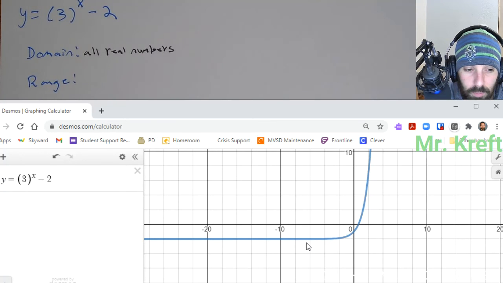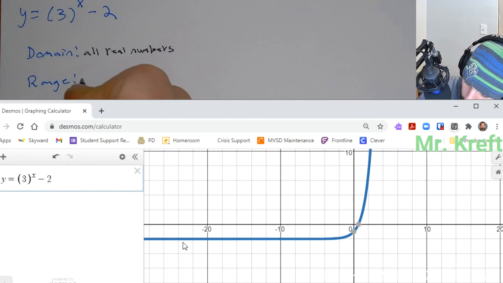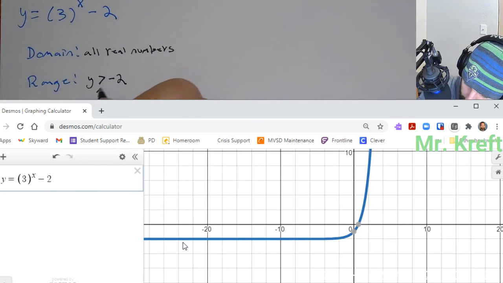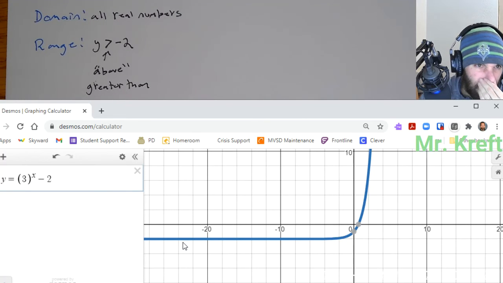So then to find out what it's above, you're going to click the graph, and then you're going to be like, oh, it looks like it's above -2. So I say y is greater than -2. And this means above. But really it means greater than. Okay, so I just wrote above. It really means greater than.